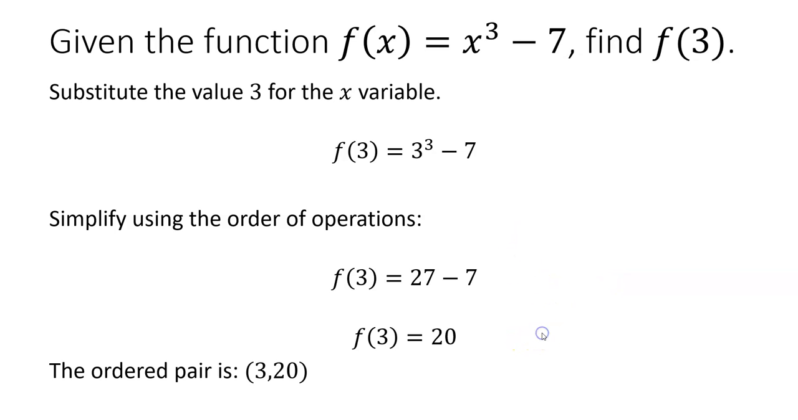So if we wanted to write that as an ordered pair, the x value is 3, the y value is 20.